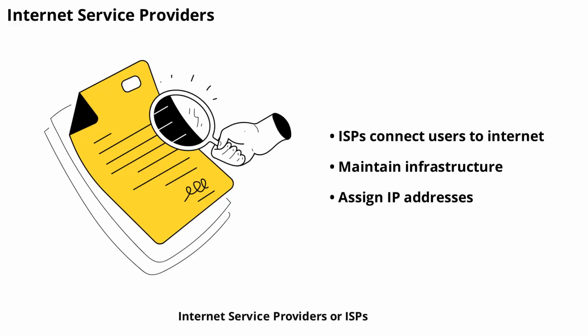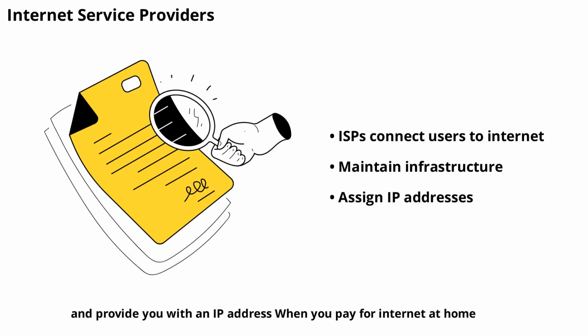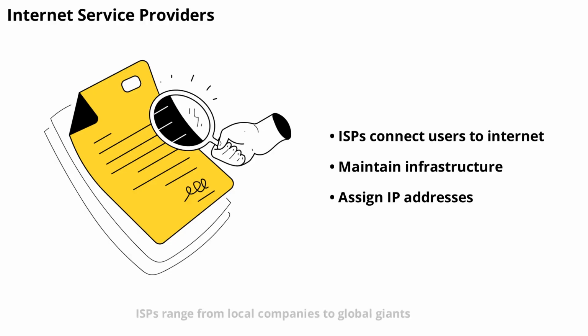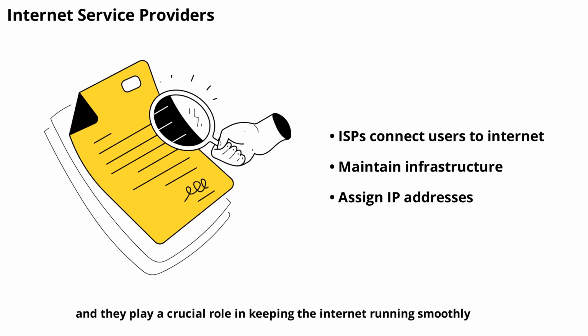Internet service providers, or ISPs, are companies that connect you to the internet. They maintain the infrastructure, manage traffic, and provide you with an IP address. When you pay for internet at home, your ISP is the one making that connection possible. ISPs range from local companies to global giants, and they play a crucial role in keeping the internet running smoothly.